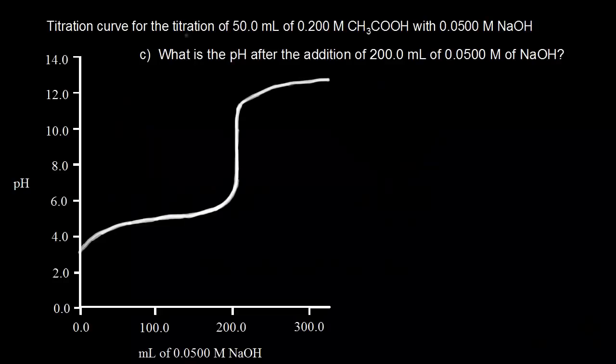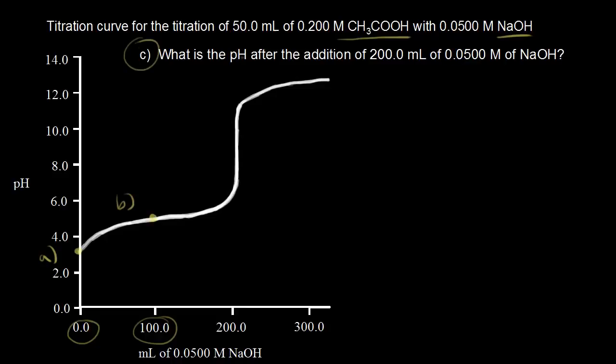We've been looking at the titration curve for the titration of a weak acid, acetic acid, with a strong base, sodium hydroxide. And in part A, we found the pH before we'd added any base at all. So we found this point on our titration curve. And we also found in part B the pH after you add 100 milliliters of base. So we found the pH at this point.